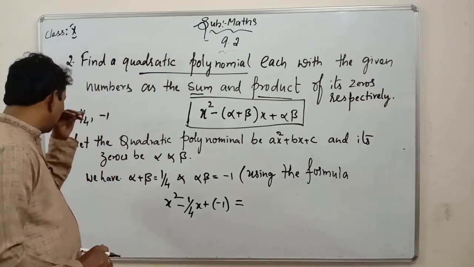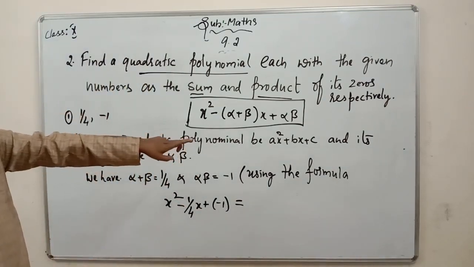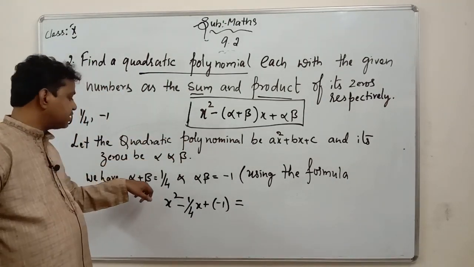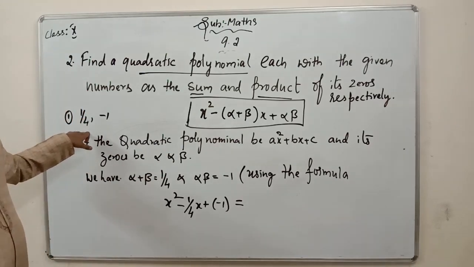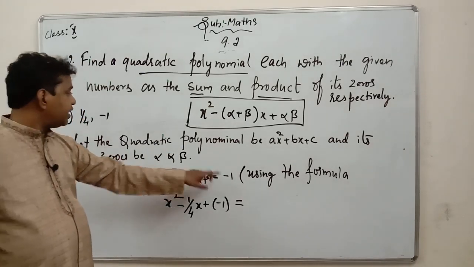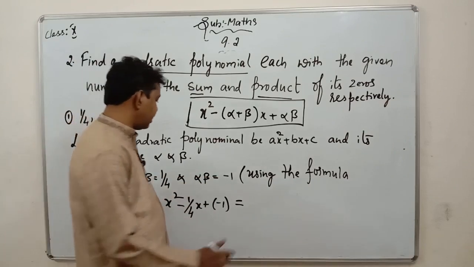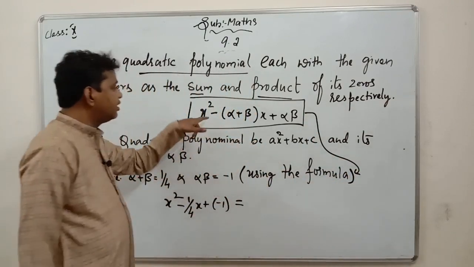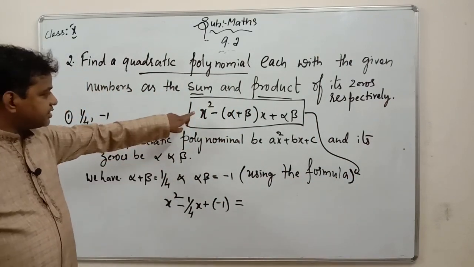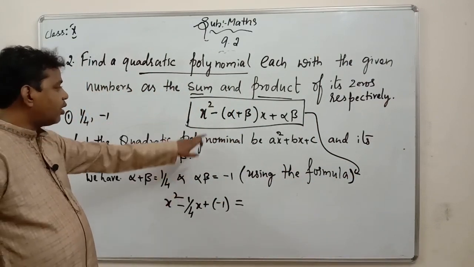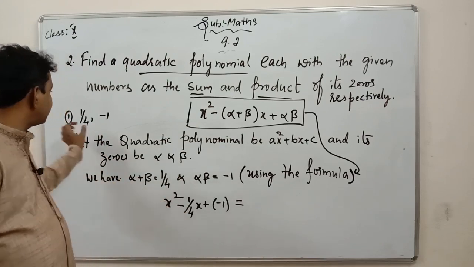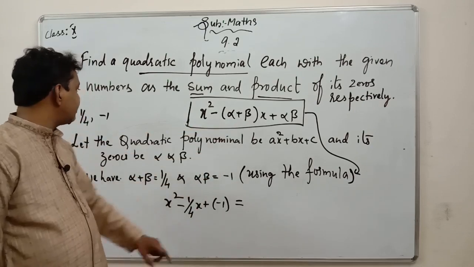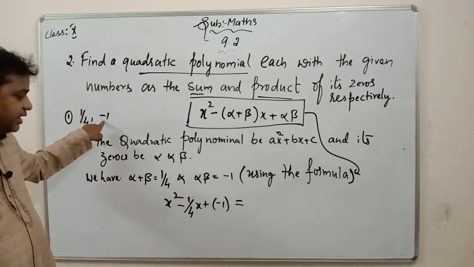what is that is, let the quadratic polynomial be ax square plus bx plus c and its zeros be alpha beta. So we have alpha plus beta 1 by 4. He has mentioned here alpha plus beta equals 1 by 4 and alpha beta equals to minus 1. Using the formula, I told you which formula we are using. Using this formula only. So by using this formula, you take x square, because x square is there in the formula, minus 1 by 4x. Where you got 1 by 4? He has mentioned 1 by 4 here. So 1 by 4x minus, what is alpha plus beta, alpha into beta? He has given minus 1.